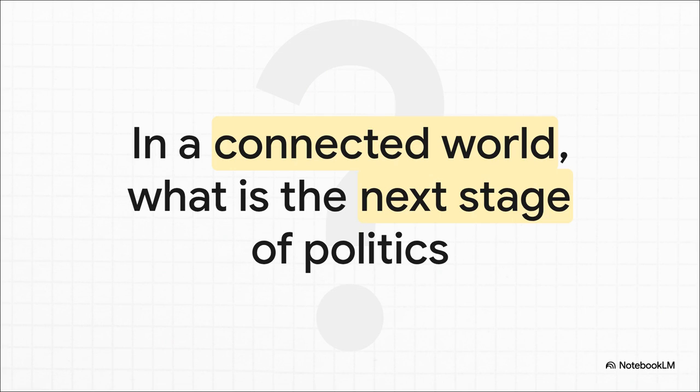We've seen the path: band, tribe, chiefdom, state. But now, we live in a world that's more connected than ever. We've got the internet, global corporations that are richer than some countries, and problems like climate change that don't care about borders. So, what do you think is next? What could be the next stage in how we as a species organize ourselves?